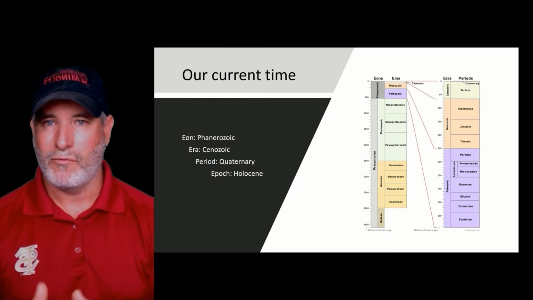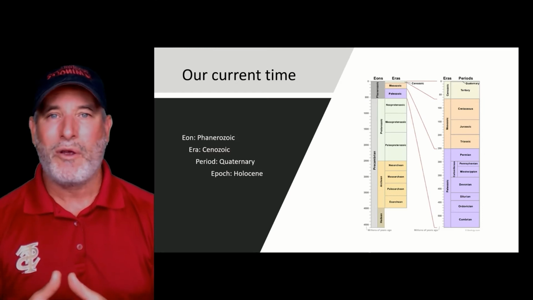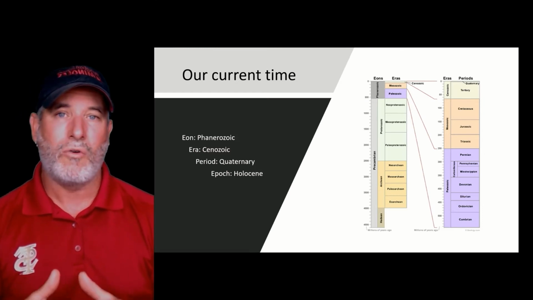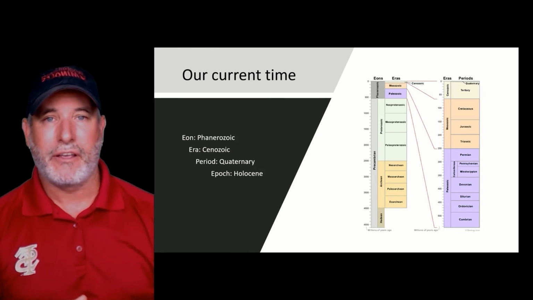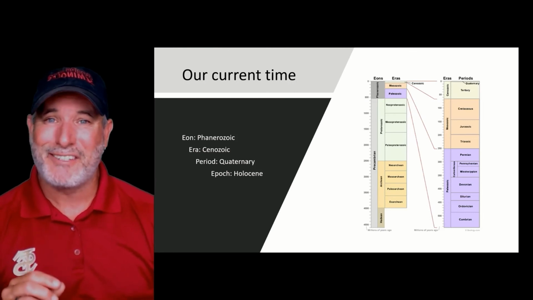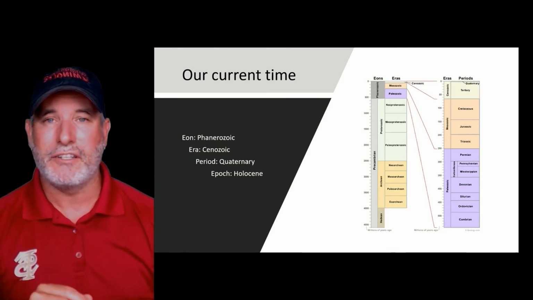Now, our current time, what are we in? Of course, we're in the Phanerozoic eon. We are in the Cenozoic era that began 65 million years ago. We are in the Quaternary period, and our epoch is the Holocene. As you notice, the Holocene is only the last 11,000 years, and that encompasses all of our civilization.